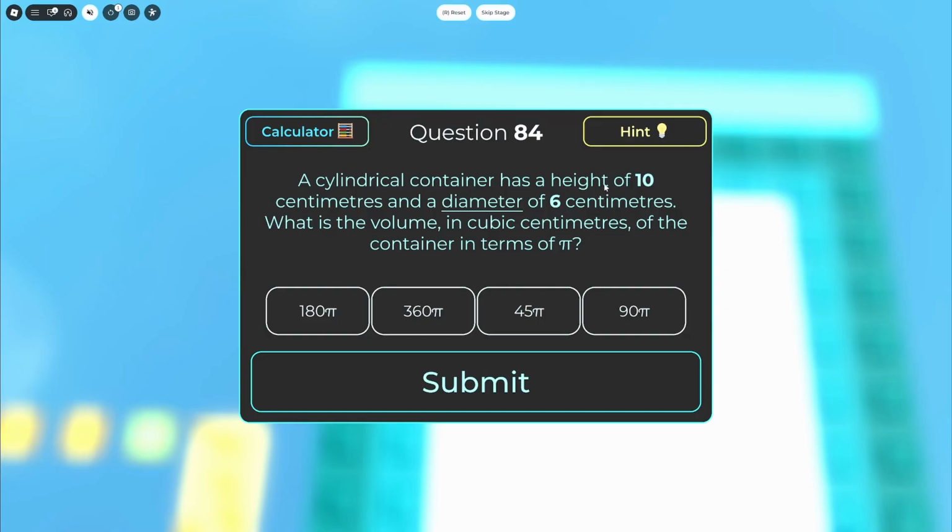A cylindrical container has a height of 10 centimeters and a diameter of 6 centimeters. What is the volume in cubic centimeters of the container in terms of pi? Time to look up the formula. Okay, so the cylinder formula is pi times radius to the power of 2, times the height. So basically it's 3 to the power of 2, because the diameter is double what the radius is. So then we got that, and then we gotta times this by the height. And it gives us 90 pi.